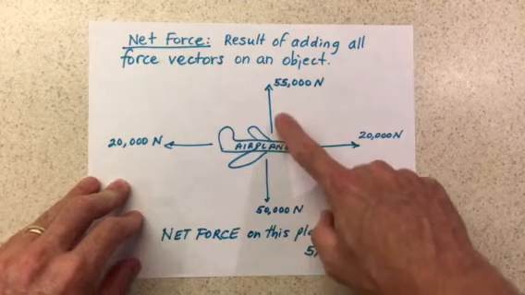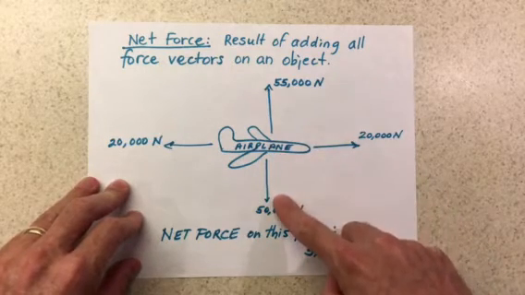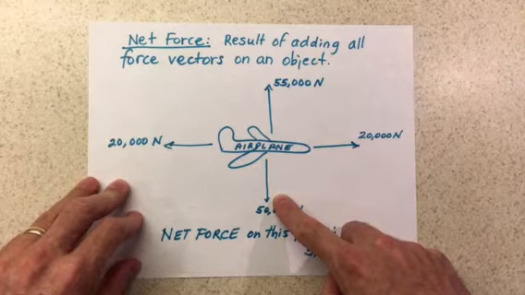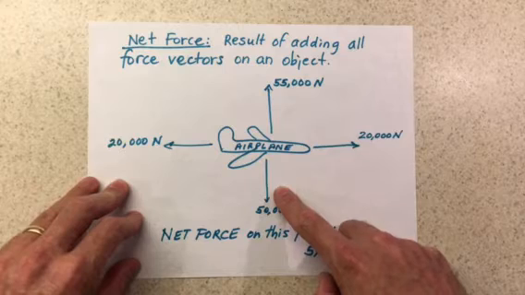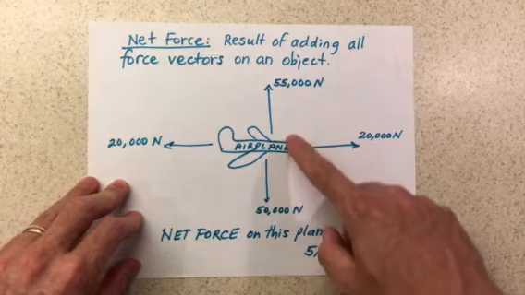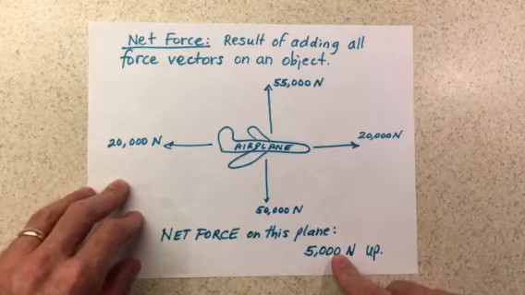If you take the up force of 55,000, which would be positive, and the down force of 50,000, which would be negative, they're on the same line, and so you can combine them, and the total between those two is 5,000 newtons up.